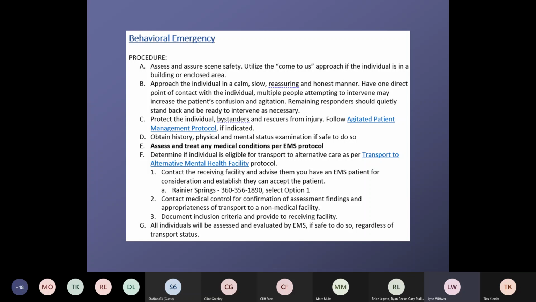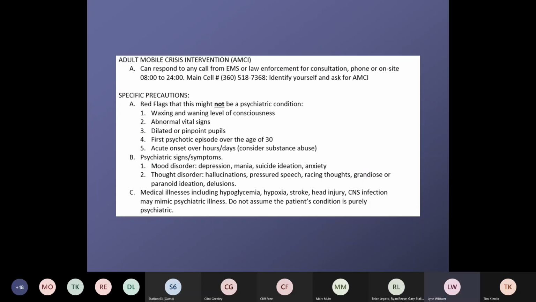to a non-medical facility. And we have inclusion criteria checklists and all that, and document that and provide that to the receiving facility. If it's safe, all individuals should be assessed by EMS, regardless of whether you're going to transport them or not.